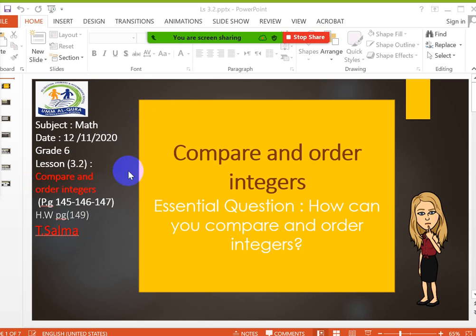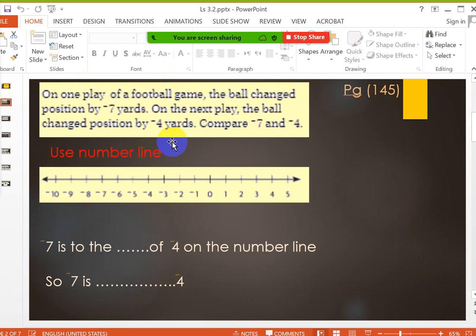Girls, first thing, if I want to compare and order integers, I have to use a number line because it's easier for me, or it will be easier for me to compare between two decimals. And now we will see that in the first example.